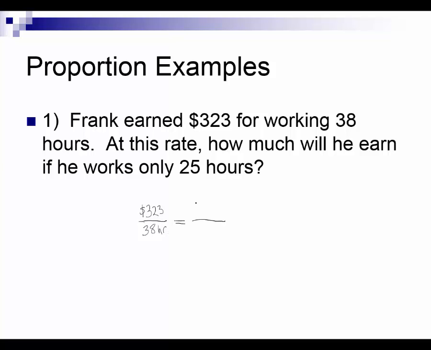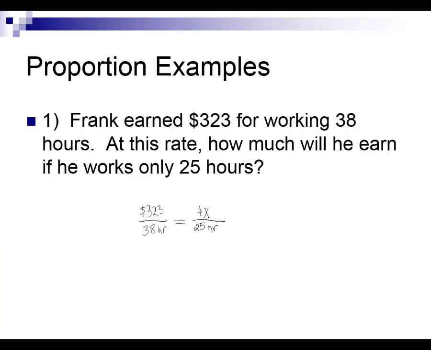So this asks me a question. First part is how much will he earn? That's money. I'm going to put that on the top because money was on the top in my other fraction. And then on the bottom, I'll put 25 hours because that is the time that is linked to the earning.